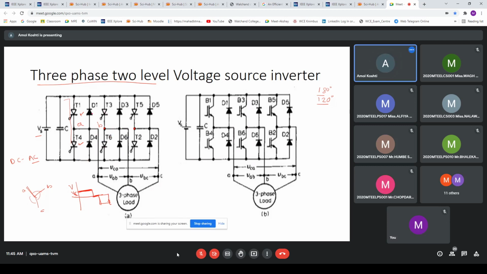But every switch, T1, will conduct for 180 degree. T4 conducts for 180 degree. T3 conducts for 180 degree. T6 also conducts for 180 degree. T5 conducts for 180 degree. T2 conducts for 180 degree. If we apply a pulse in such a way that each switch is turned on for 180 degree, we'll first see how the output is produced for 180 degree.